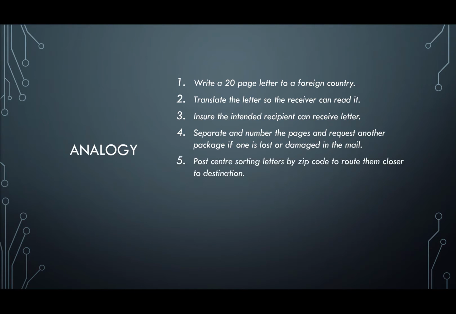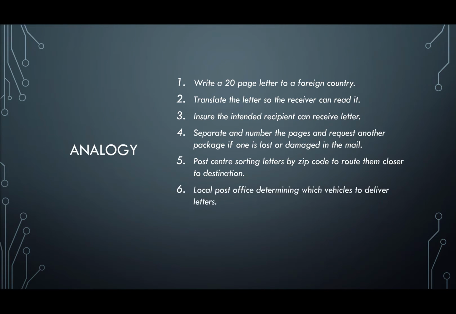Then the fifth step is the post center sorting letters by zip code. For example, there is one post center, a post office, that receives all the mails, and based on the zip code they segregate them and route them close to the destination. They separate them based on the zip code and keep them in separate buckets, and those can be diverted to the destination.